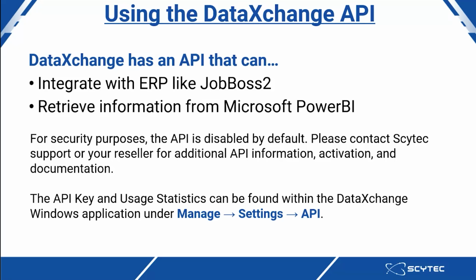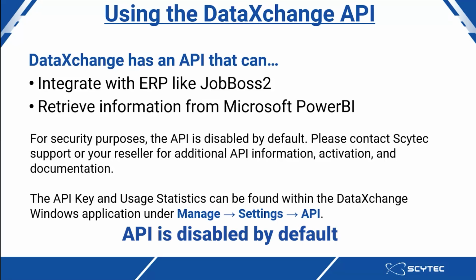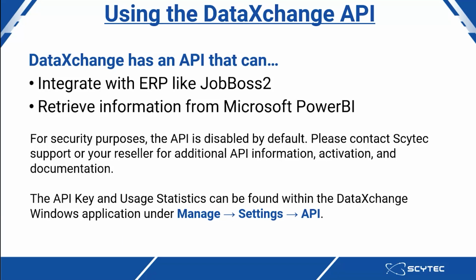And for security purposes, the API is disabled by default. Please contact Scytec support or your DataXchange reseller for additional API information, activation, and documentation. The API key and usage statistics can be found within the DataXchange Windows desktop configuration application under the Manage Settings and API tabs.